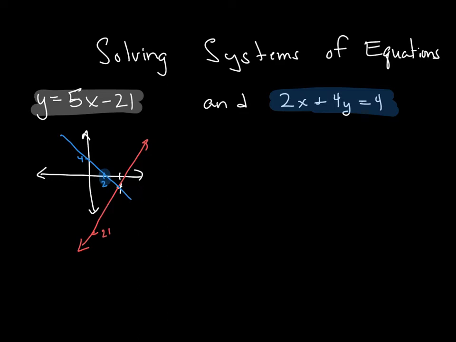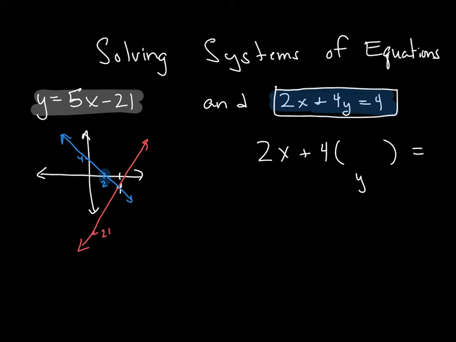Now this is just a rough graph. You can spend more time graphing them if you wish and finding the exact solution, but what's really important here is I want to know where these two lines meet. So the way I'm going to do that algebraically is I'm going to start with this equation, 2x plus 4y is equal to 4, and I'm going to take my first equation, which is y is equal to 5x minus 21, and wherever I have y, I'm going to put this whole thing in. So it's going to be 2x plus 4, this is my y value, is equal to 4.